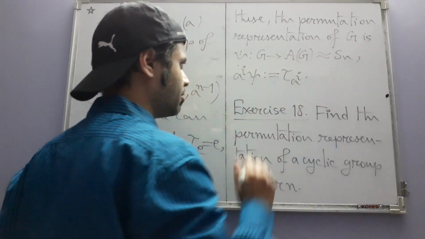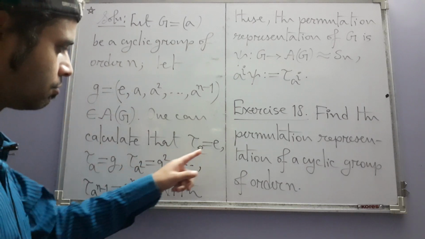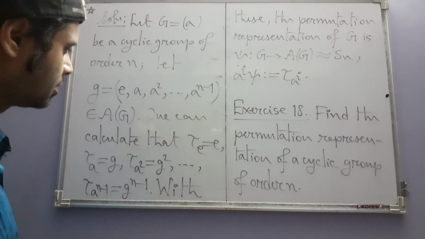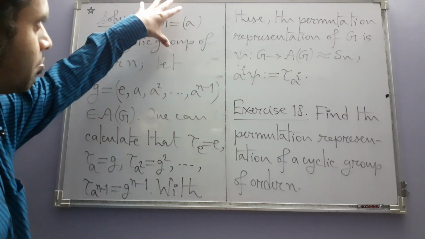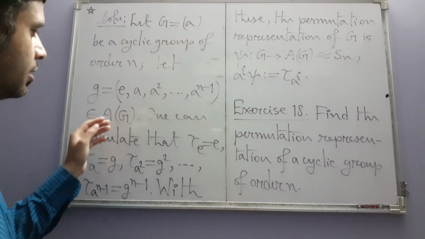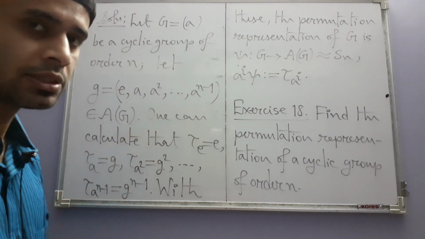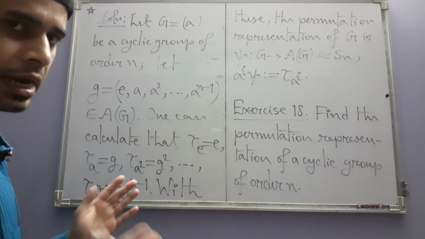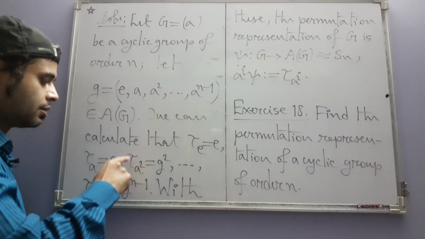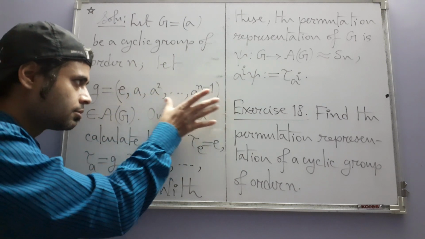Tau A to the power I. You can understand why the images turn out to be like this, powers of G, because we are trying to represent G inside a permutation group. Our original G is cyclic, so whatever image it has inside A of G should also be cyclic, because they should be isomorphic to each other. And that cyclic group inside A of G turns out to have the generator G, which is this n cycle.